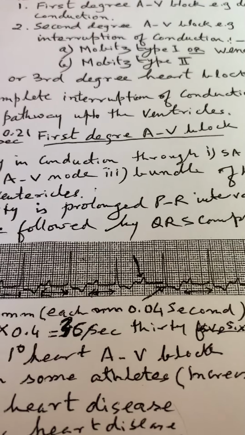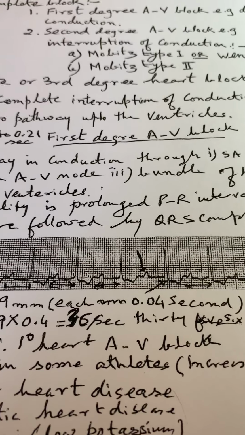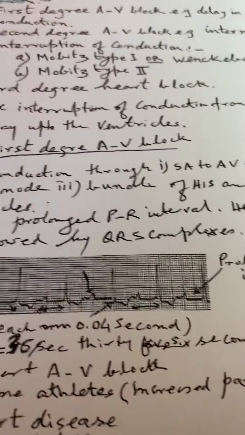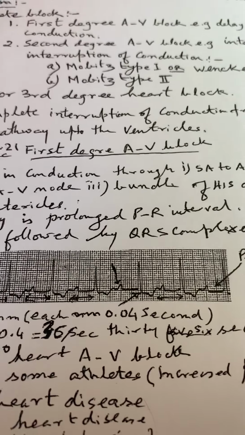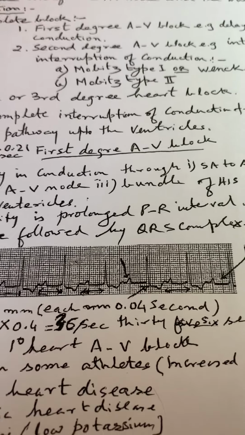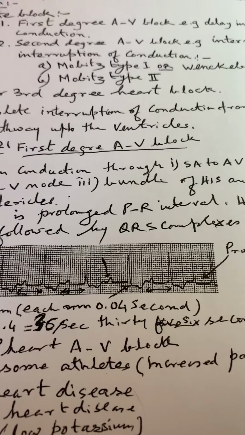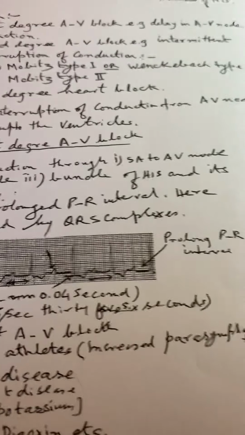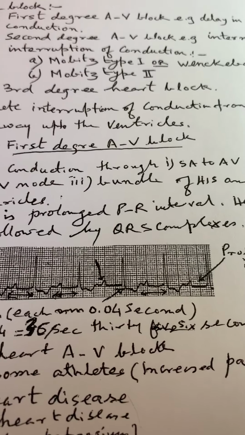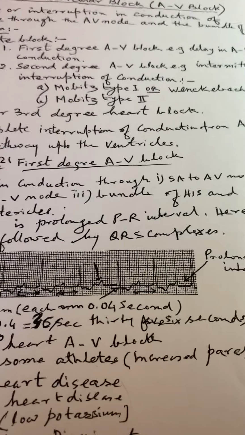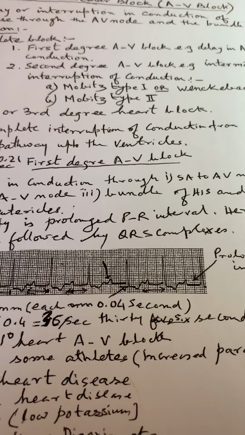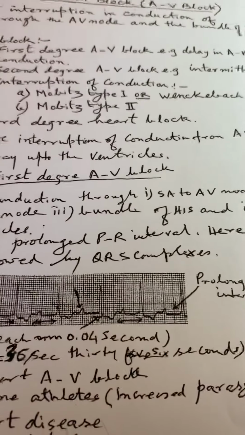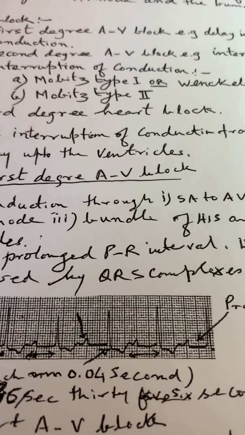Second degree block, that is second degree AV block, is intermittent interruption of conduction. Intermittent means not continuous. Sometimes there is, sometimes there is not. So in second degree AV block there is intermittent interruption of conduction. And there are two types of this block. The second degree has two different types of block.